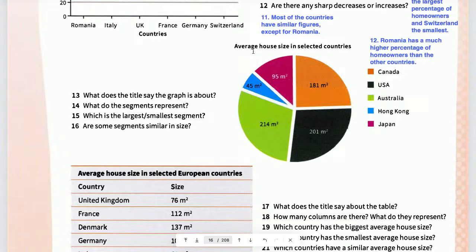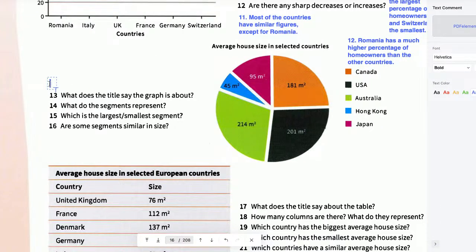Okay, so we can look at the title here. Average house size in selected countries. So what does the title say the graph is about? So it's just about the average size of houses in some selected countries, right? Okay, so that one is very simple. You can write exactly the same thing. The average house size in selected countries. Yeah, you should write something just to understand. So the answer for number 13 is average house size in selected countries.